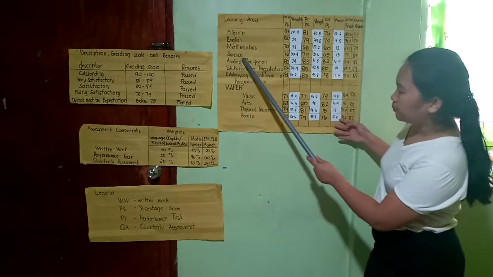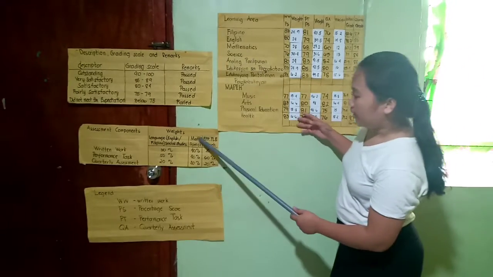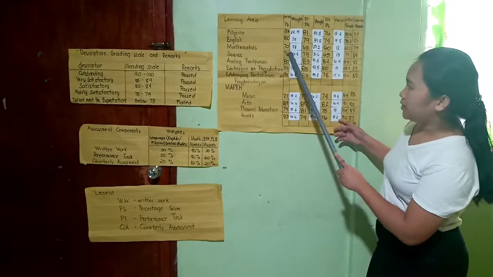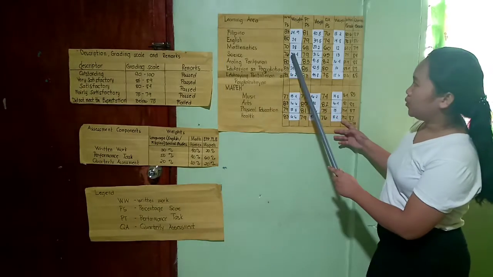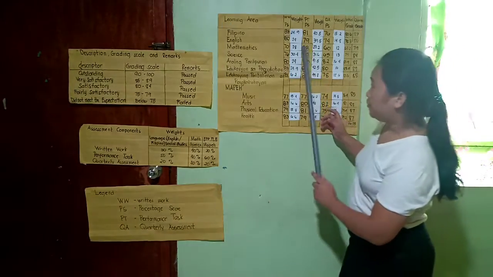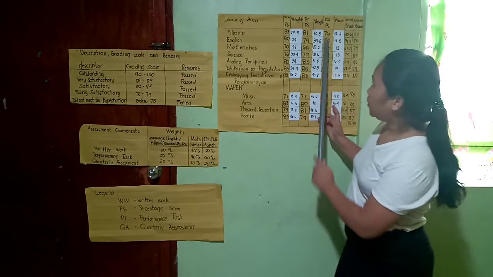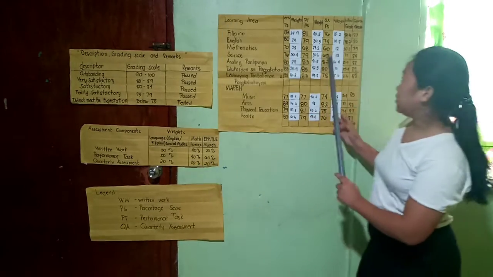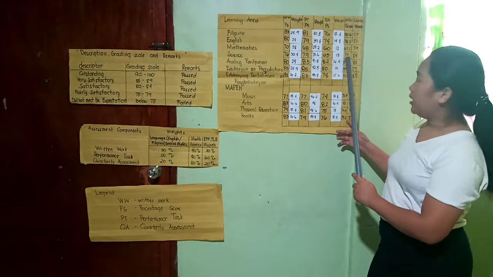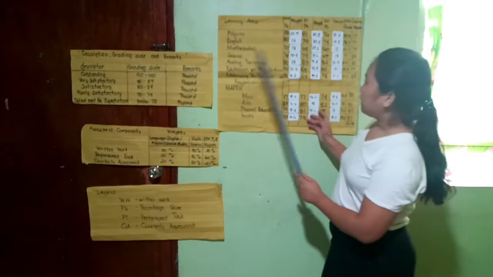In science, same with mathematics. So 76 times 40% is equals to 30.4. 79 times 40 is equals to 31.6. So 65 times, in quarter assessment, 65 times 50% is equals to 13. The initial grade is 75, transmuted into 84.